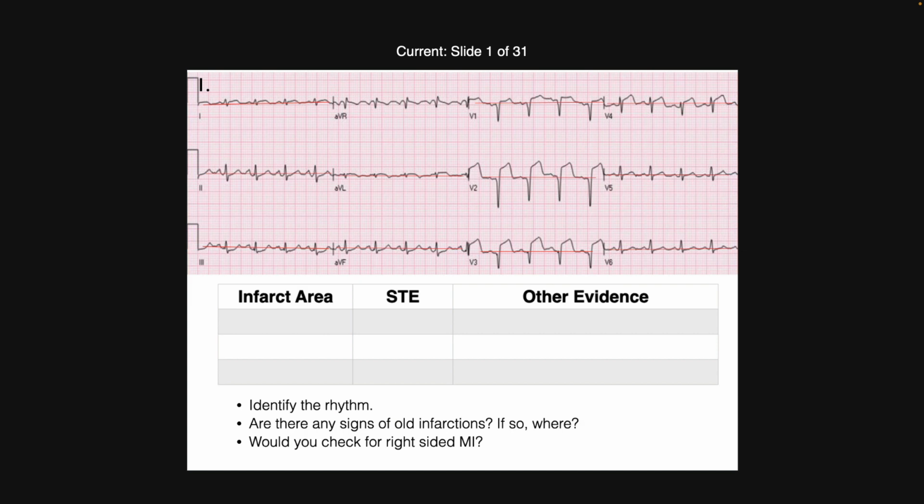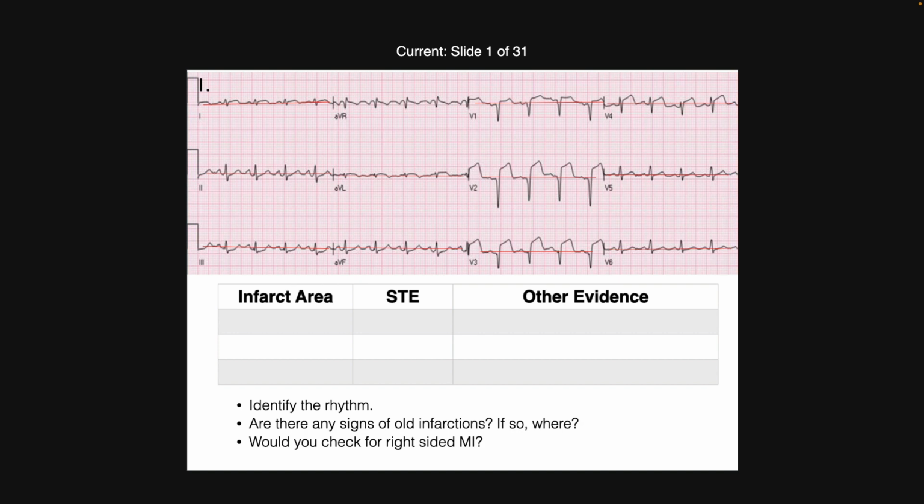I didn't have, wait, hold on a second. I didn't have. Okay. Did anybody have any additional evidence? Yes, there are Q waves in V1 through V3. Yeah. Okay. And then let's see what else. No signs of old infarction. Okay. And now that you know, would you check for right-sided?